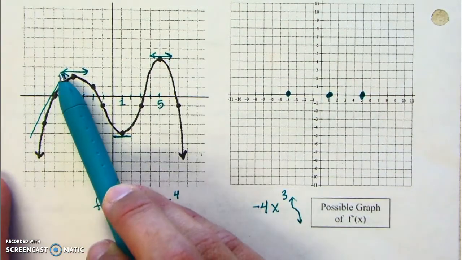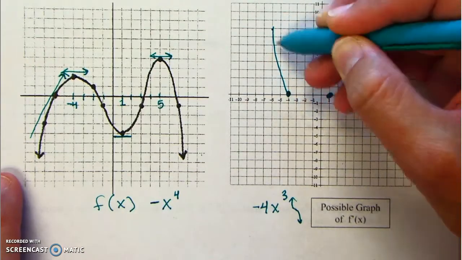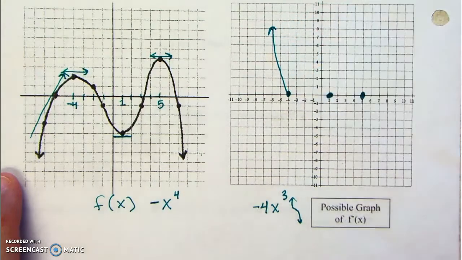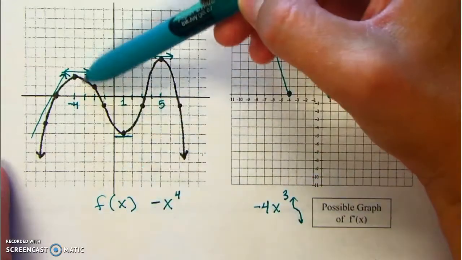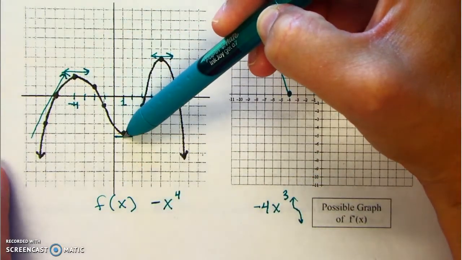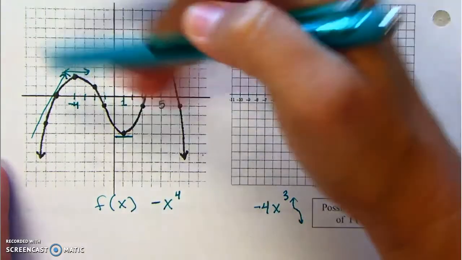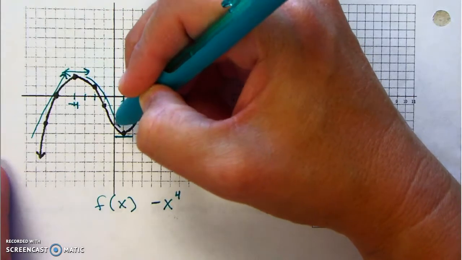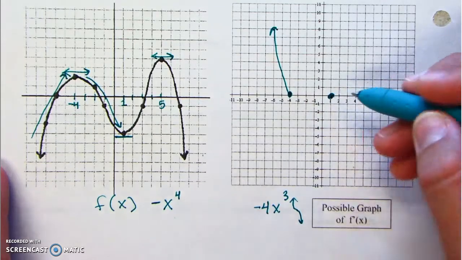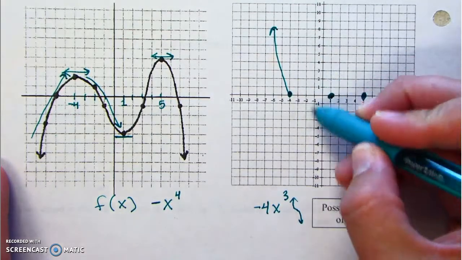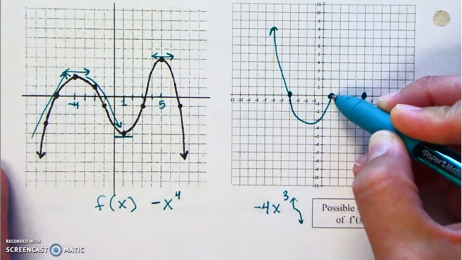Now this is increasing, which means the derivative will be positive. So this is a positive derivative. What's happening on f between negative 4 and 1? Negative 4 and 1. Do you agree that that's decreasing? So if this is decreasing, then the derivative is negative, okay? And so we need to keep this negative and go back up to the 1.